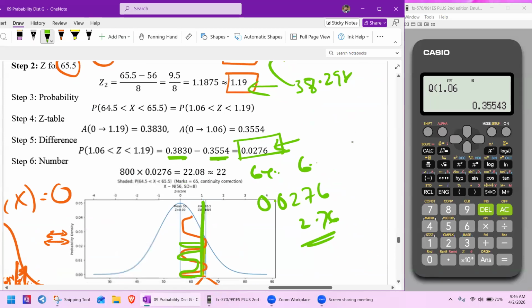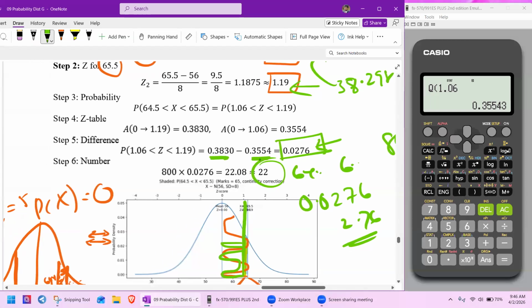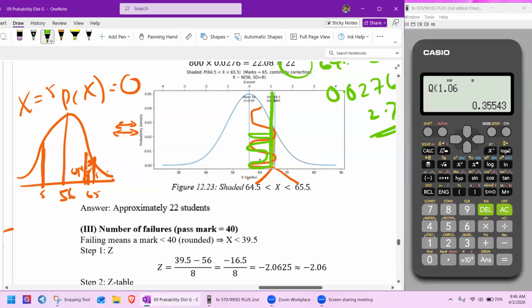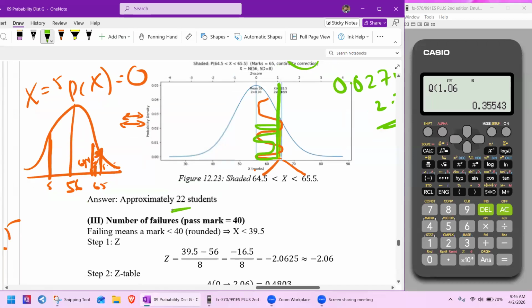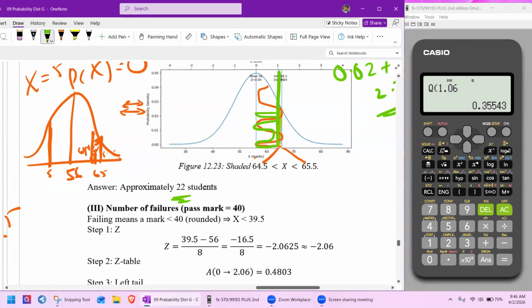And there are 800 students. So the probability of getting this mark is 2.76 percent. Therefore, 22 students will get marks equal to 65. Approximately 20 students will get 65 marks.